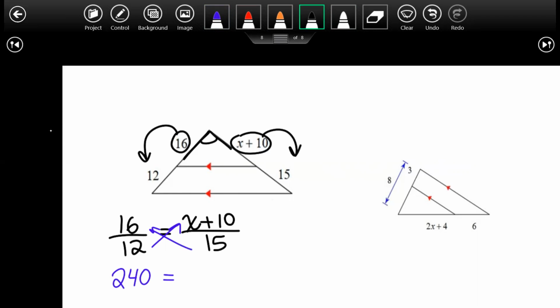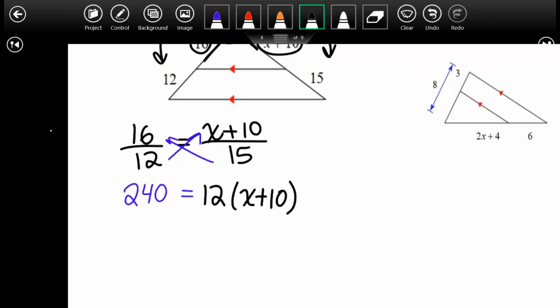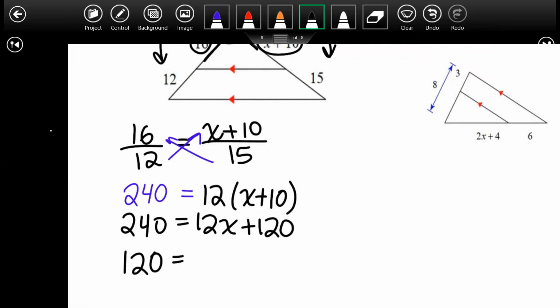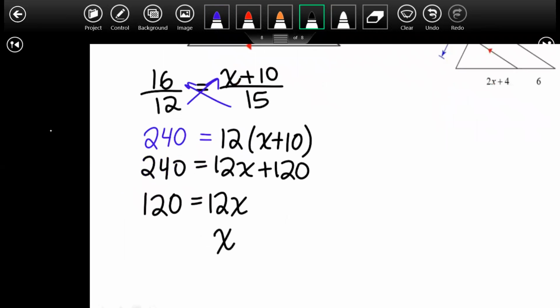We're going to get the other side being 12 times x plus 10. We have to distribute. Subtracting 120 from both sides, we get 120 is equal to 12x. X is going to be equal to 10.